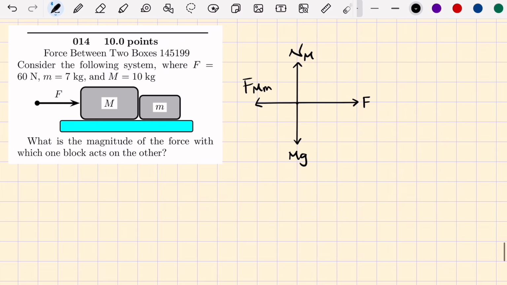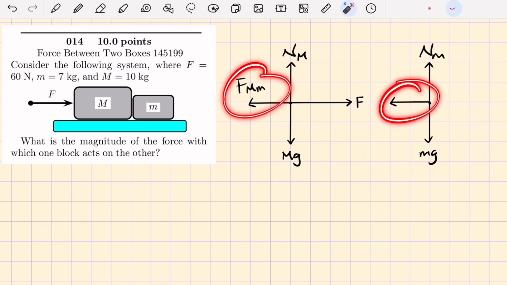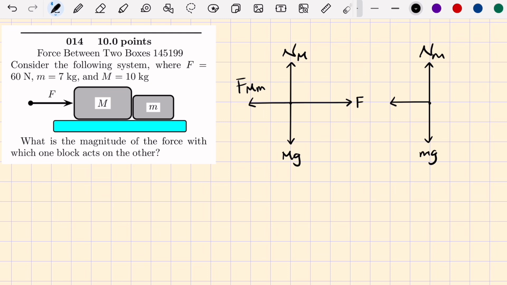Now we can do the free body diagram for the second mass. For this one, the weight will be lowercase m times g. Normal force, lowercase m. And then this force happens to be the same as this one, the contact force between those two. Okay, so now we have our two free body diagrams.